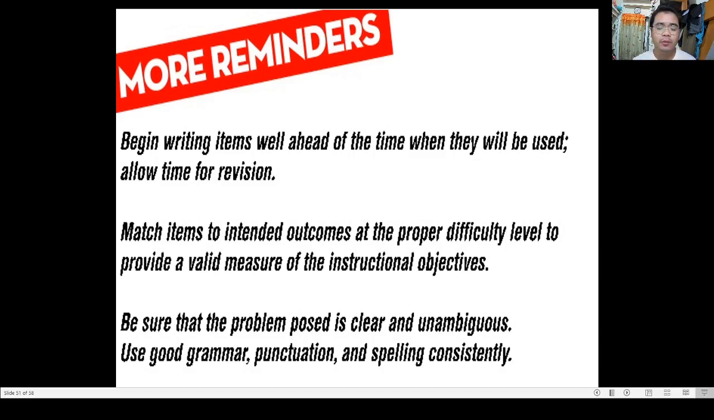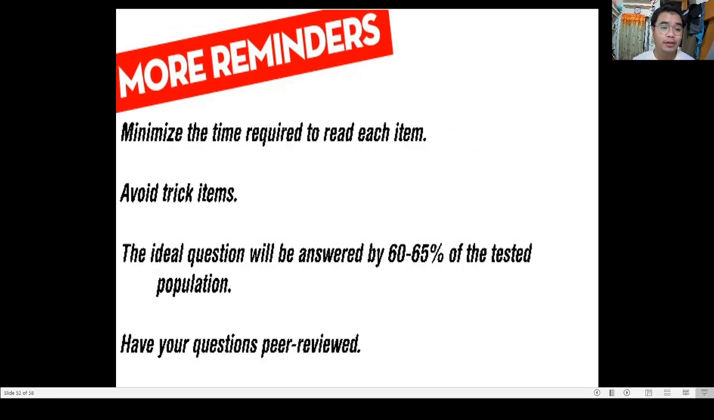Be sure that the problem posed is clear and unambiguous. Use good grammar, punctuation, and spelling consistently. Again, we are establishing face validity and content validity in our test items. Minimize the time required to read each item. Don't make it too long, because the time students spend on the items should be about equal. Avoid trick items. The ideal question will be answered by 60 to 65% of the tested population. We'll talk about that when we get to item analysis, that's topic 4.